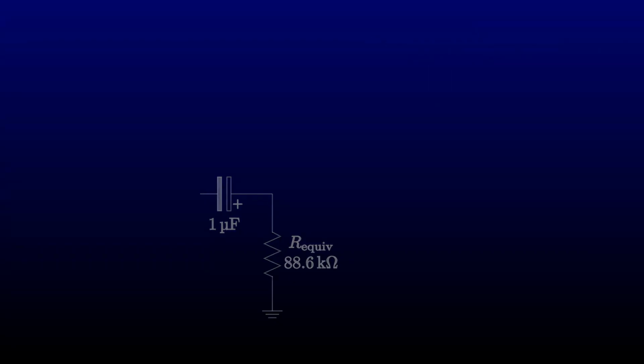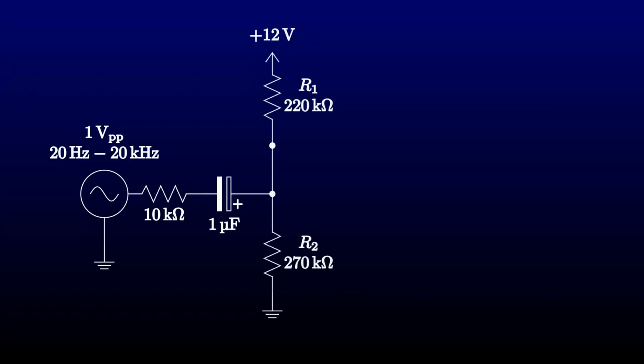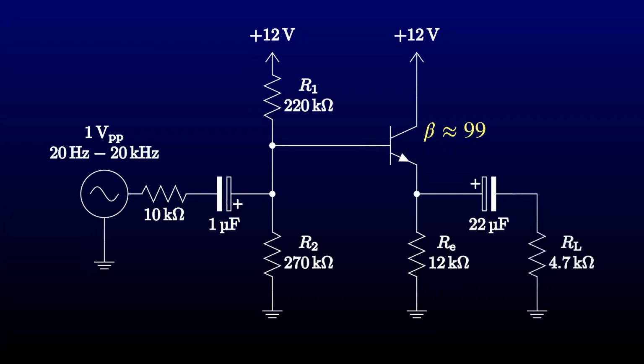And there's the whole design of our follower. A blocking capacitor on the input, a voltage divider to generate our bias voltage at the base, the transistor itself, wired as an emitter follower, an emitter resistor to set the quiescent current, and another blocking capacitor to keep our bias voltage out of the load. And our load sees almost 90% of the input voltage, rather than only a third of it.